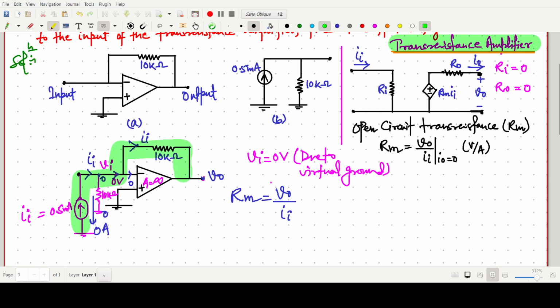Clear? It doesn't mean this is open. You have to make it like this, plus minus V naught. Clear? It means the Ii current will flow like this. It will not go in this direction and in this direction.